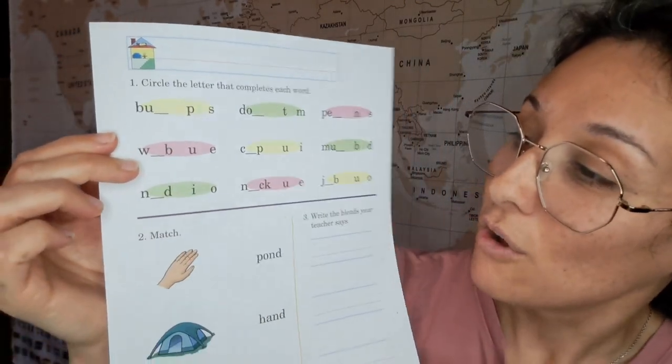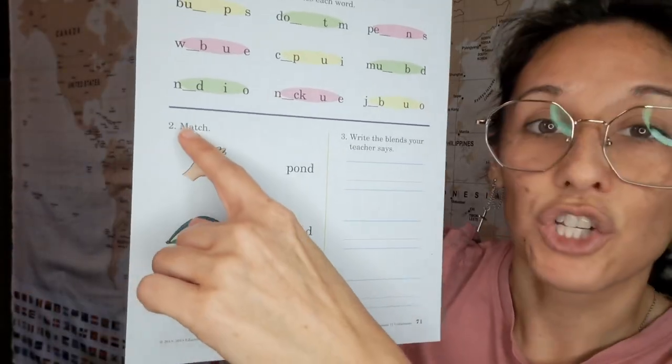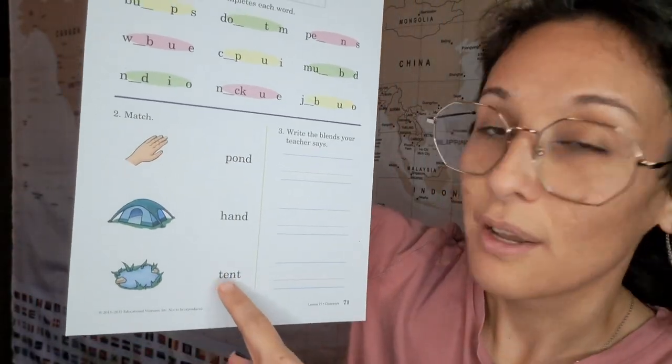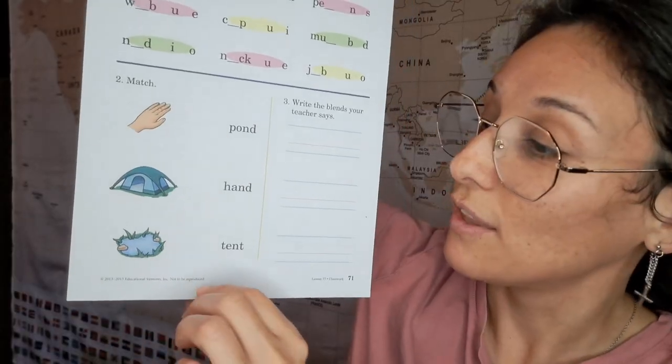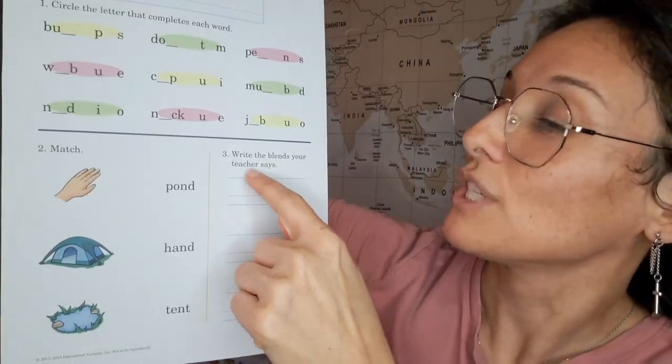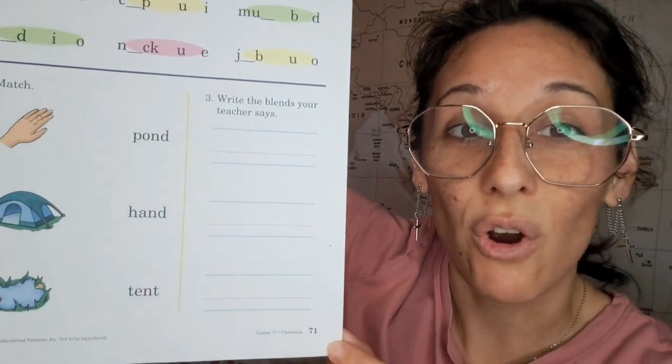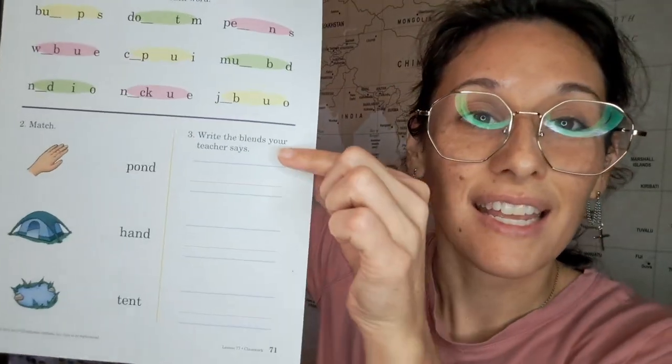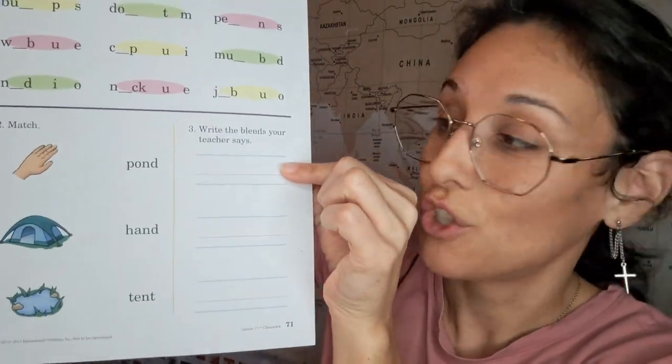Okay, now down here it says match. If you read these words, match them to the picture that they are describing. And here it says 3. Write the blends your teacher says. I will give those blends to you now. Are you ready? Pick up your pencil. The first blend I'm going to give you is de. De. Right? De. Right here on your page.